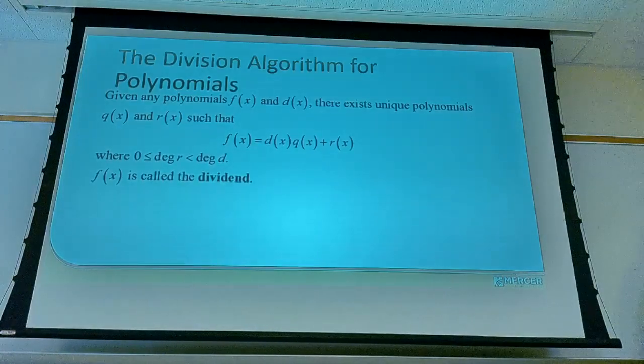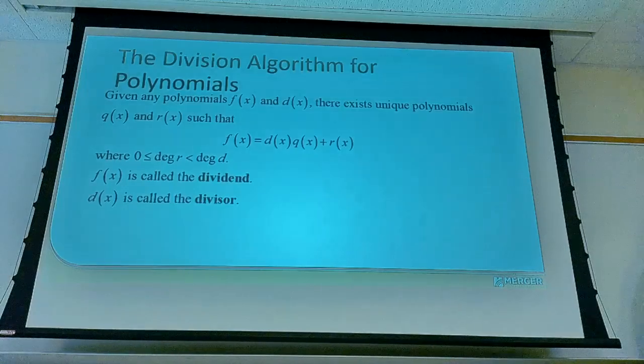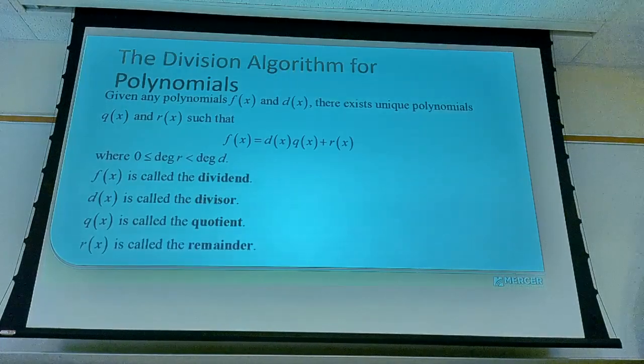Your f of x is called the dividend. Your d of x is called the divisor. Q of x is your quotient. R of x is your remainder.